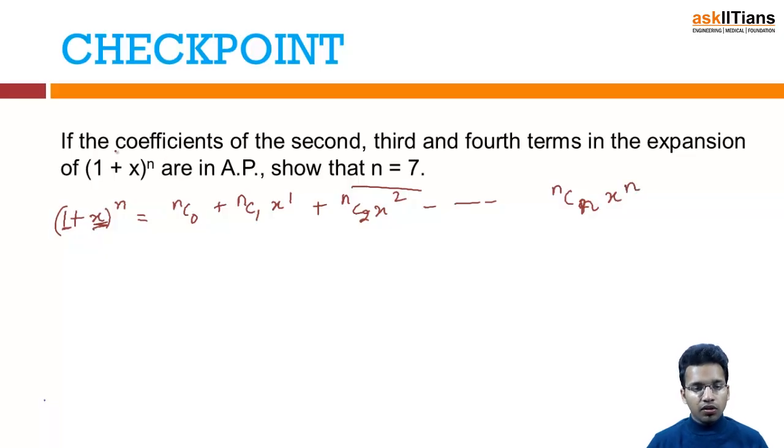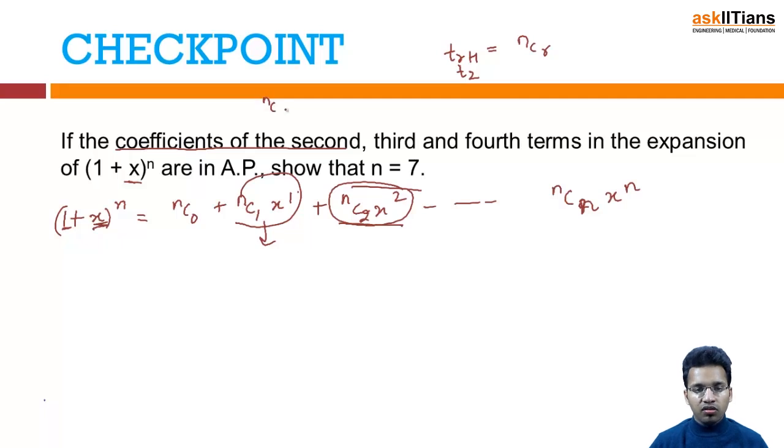Now we need to show that the coefficients, this is given, second will be, now again note the common mistake here: for the second term, if you don't remember the T(r+1) general formula notation, this will go wrong. For the second term you need to substitute r as 1, keep that in mind. This is the second term, not this one. Otherwise many students think the second term is nC2, but this is actually the third term. So please make sure you don't get confused in that.